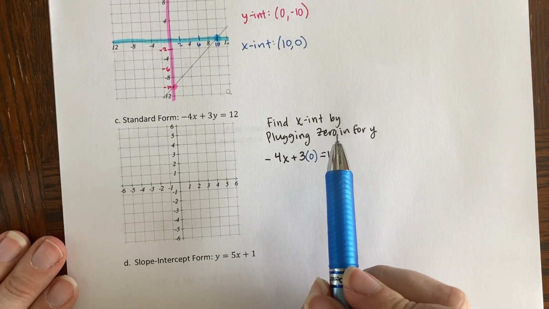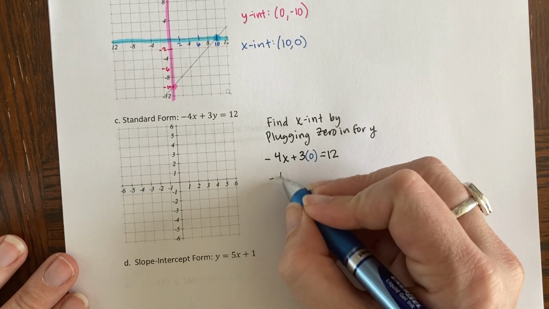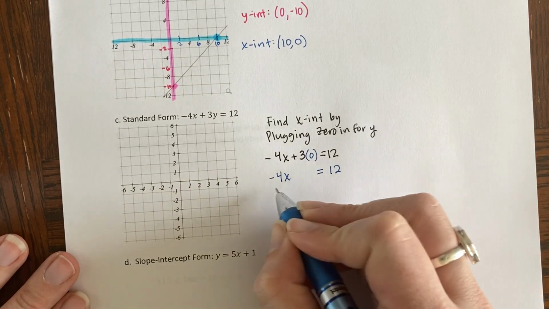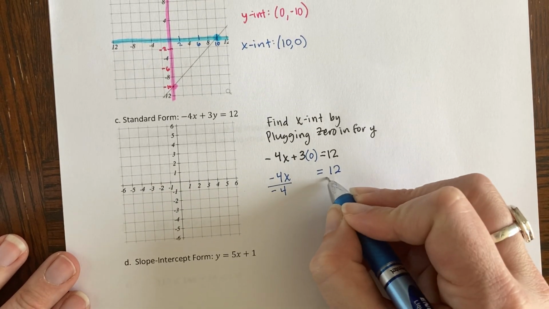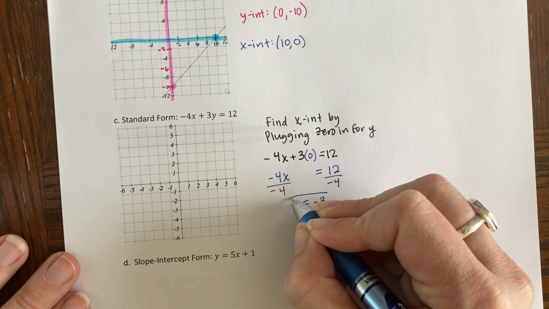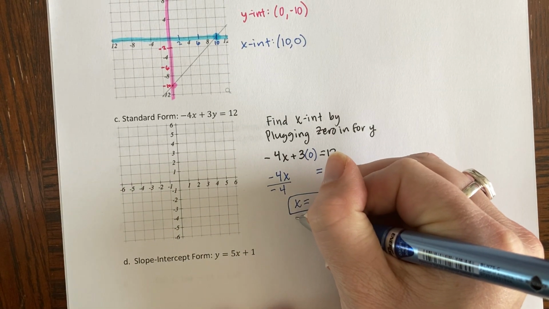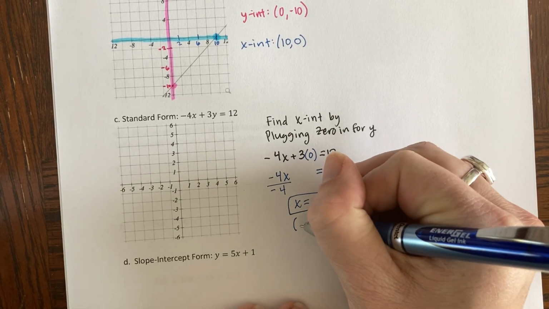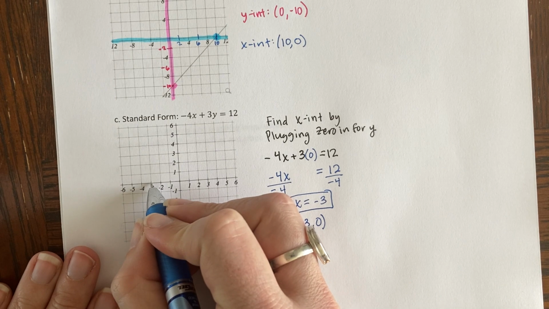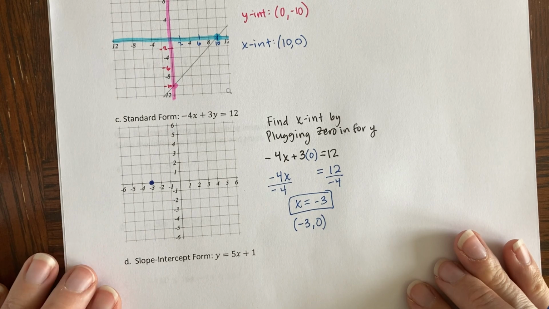So I replace the y with 0. That would become 0, so I have -4x plus nothing equals 12. I then divide by -4. X is equal to -3. That means I would have a point at -3, 0 for my x. That's my x-intercept.